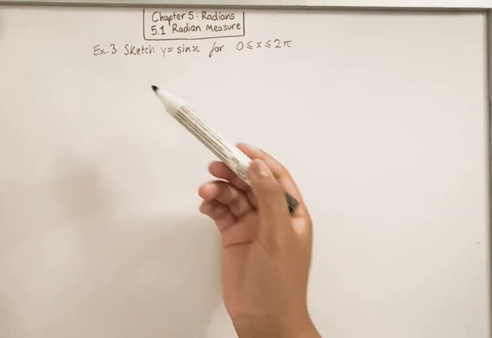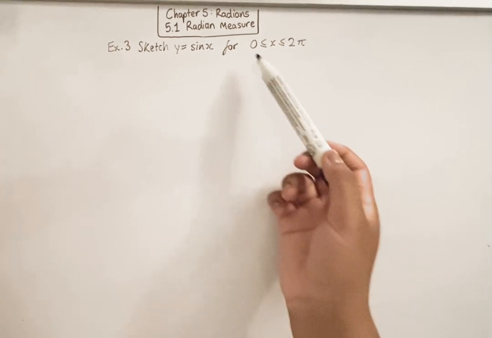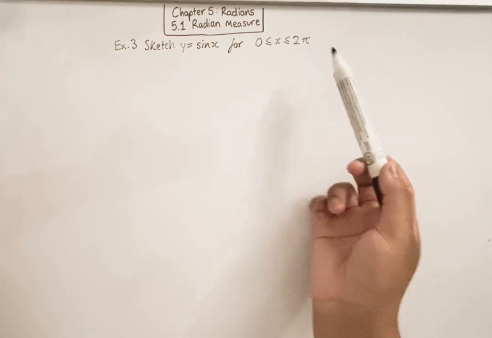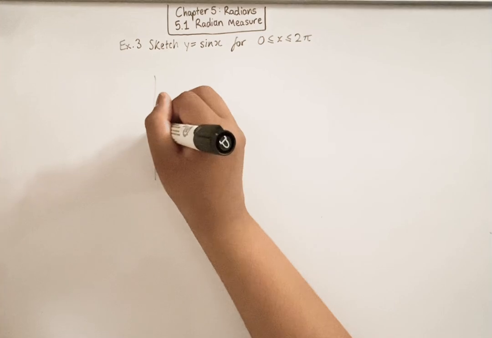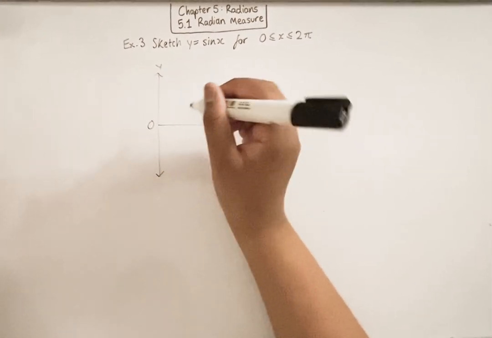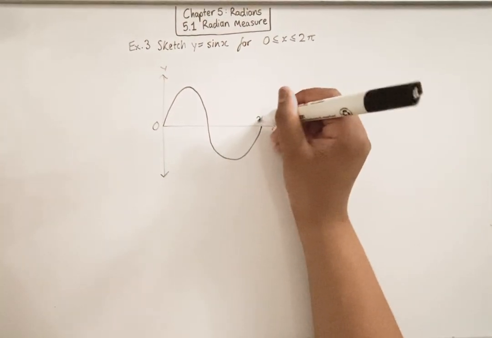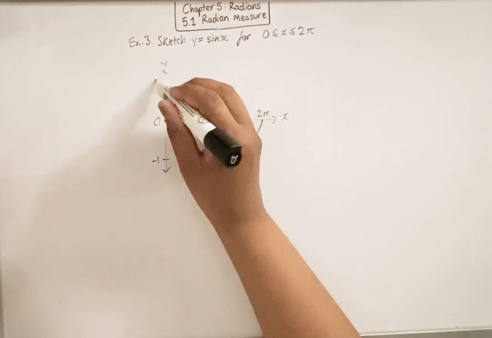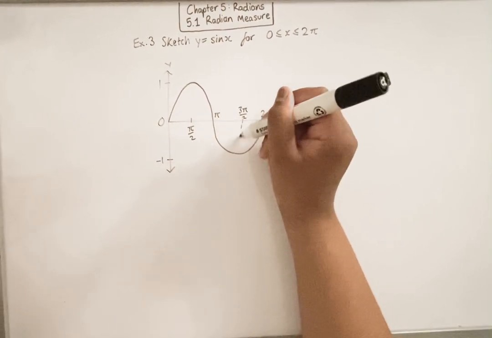Let's do another example. Let's sketch the graph of y equals sine x for 0 is less than or equal to x, which is less than or equal to 2 pi. When the domain here is given in terms of pi, you can assume that it means in radians. So let's draw our axes as follows. So this will be x, this will be y, 0. A sine graph usually looks like this, where this will be 2 pi, this will be pi, that's 0. It goes from -1 to 1, where this will be pi over 2, and this will be 3 pi over 2.